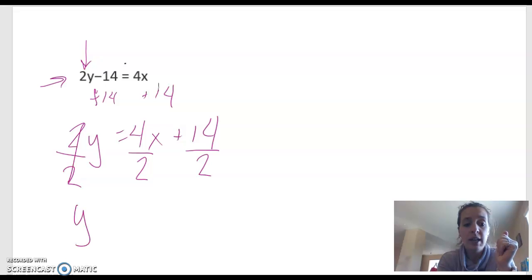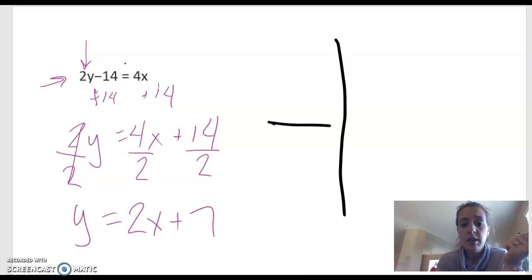So when I divide this, I end up with y equals 4 divided by 2 is 2. That x has to stay there because it doesn't really change or do anything else. So now I see I have this 14 divided by 2 is 7. So now I can actually graph that, and let me show you how.